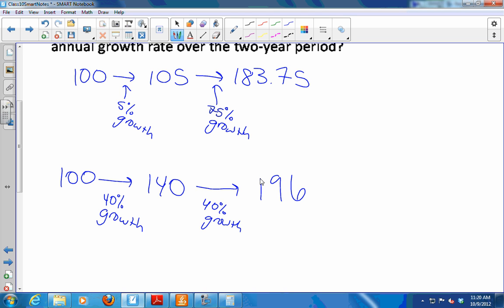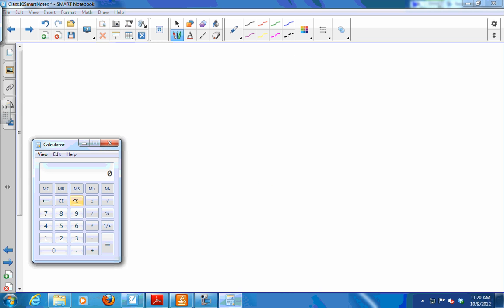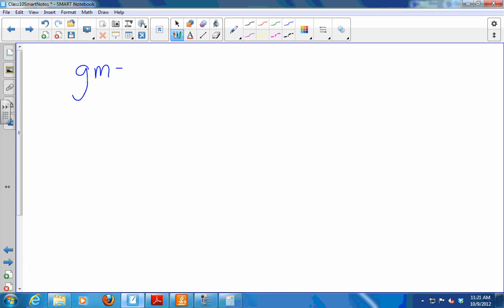No. So we can't just average them the arithmetic way by adding them up and dividing by 2. If I do the geometric mean, where you multiply them and then square root, let's try that. So 5% times 75%, and then square root, in decimal form. So my geometric mean would be the square root of 0.05 times 0.75.